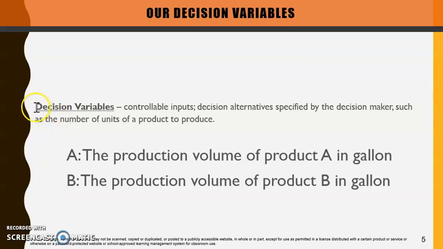Why? Because in this decision variable definition, you see that they are controllable inputs. We can decide to produce 100 gallons of A and 200 gallons of B. And they are specified by the decision maker. So it is decision making, and they are the final answers that we want to get from our model.